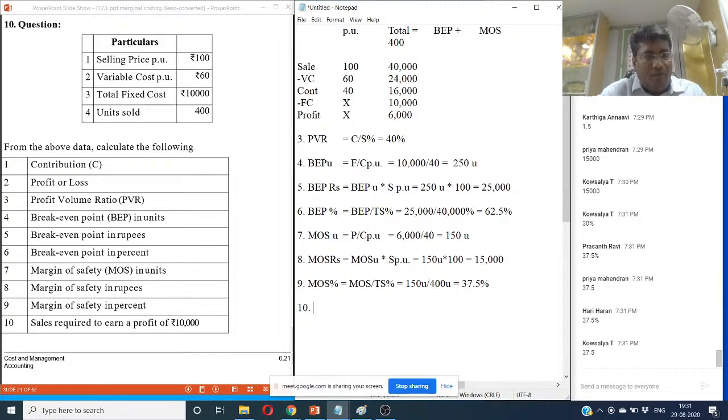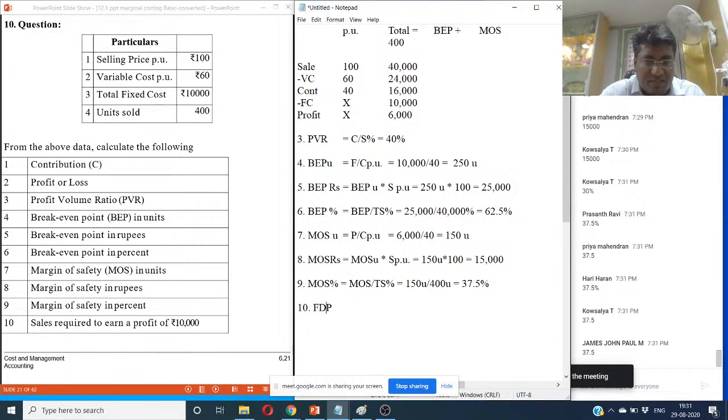Sales to earn a profit of rupees 10,000. 10th one, that is desired profit. Hereafter, the crux is going to come. Let's see here. Desired profit. What kind of desired profit? Fixed desired profit. What will be the formula for that? To earn the desired profit, it is desired profit plus fixed cost.